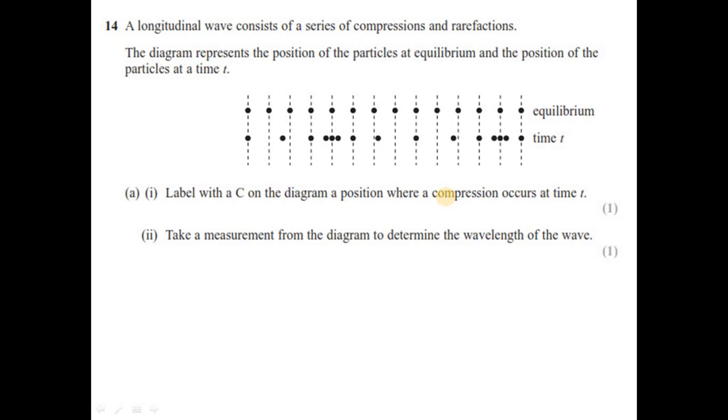A longitudinal wave consists of a series of compressions and rarefactions. The diagram represents the position of particles at equilibrium and the position of particles at time t. This is equilibrium, this is the disturbed particle. Label with a C on the diagram a position where a compression occurs at time t. So this is time t and these two are compressions, so you can label this as C, or maybe this is C.